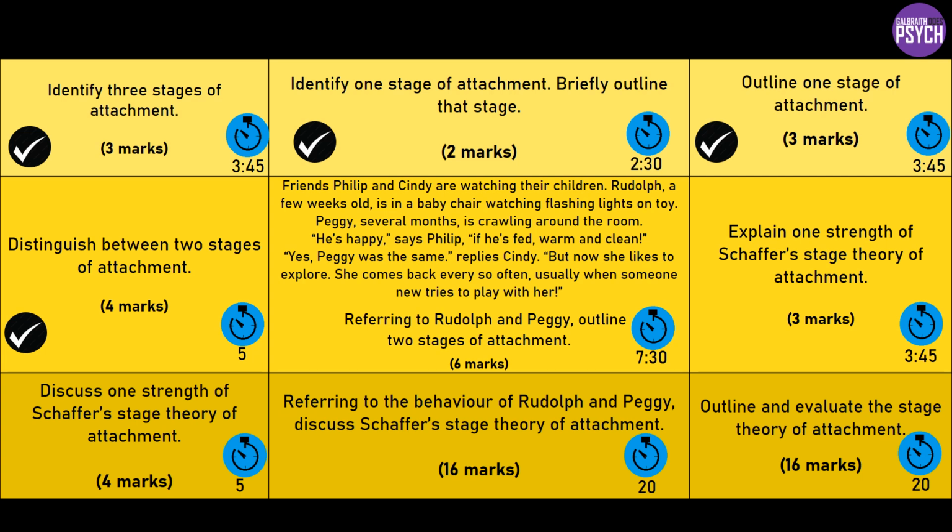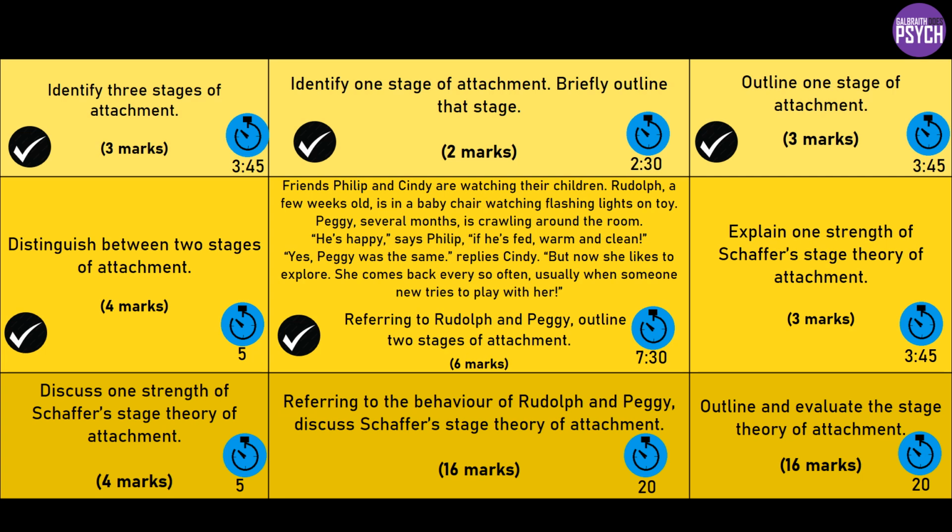This is shown in the scenario via Peggy's behaviour, because she is happy to explore but has to come back every so often, which suggests maybe an element of separation anxiety. She proximity seeks, to use some of that terminology from the strange situation. And she also shows stranger anxiety because she doesn't like someone new approaching and trying to play with her. There you go, done.